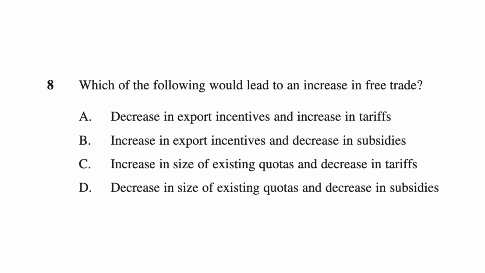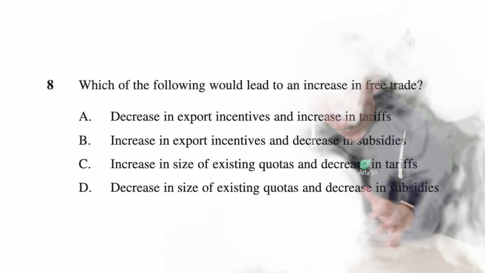Awesome. What was question 8? Oh, 8. Yeah. Sorry. I think this was a good one as well, actually. Yeah, so the question: which of the following would lead to an increase in free trade? The correct answer was C, an increase in size of existing quotas and a decrease in tariffs. Now, I think, Rowan, you definitely have a lot more to say about this one.